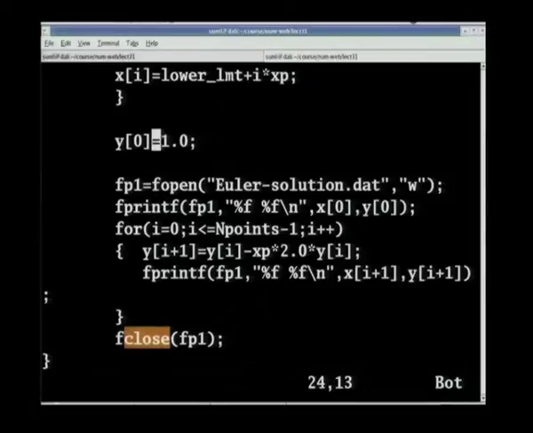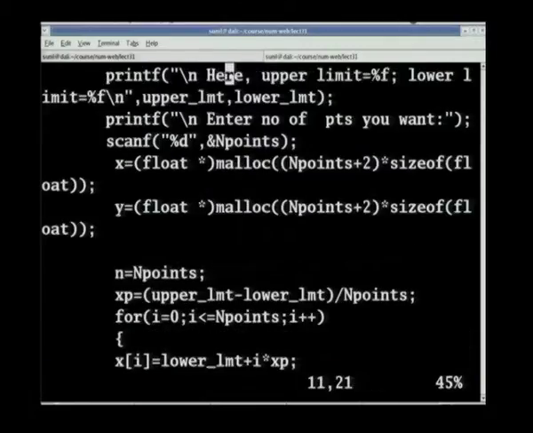So, my boundary condition is y of 0 is 1, and then I go from 0 to n points minus 1, that is the interval. N points is the number of intervals I am going to give, which is read off here. It will ask you how many points you want to put in between the x upper limit and lower limit, and then it reads that off on the screen. And I have allocated memory according to how many points I want.